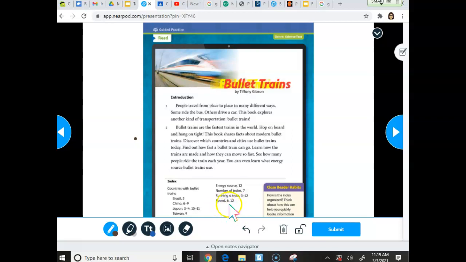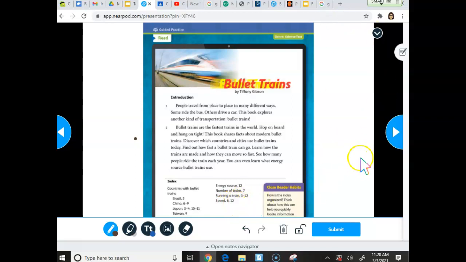Speed says 6, 12. When it's written with a comma, that means separate pages. So if I wanted to look up speed, I can look up on page 6. It's going to talk about speed and what other page? Then I can look up on page 12, not all the pages in between. So the dash means all the pages in between. The comma means separate pages, okay?